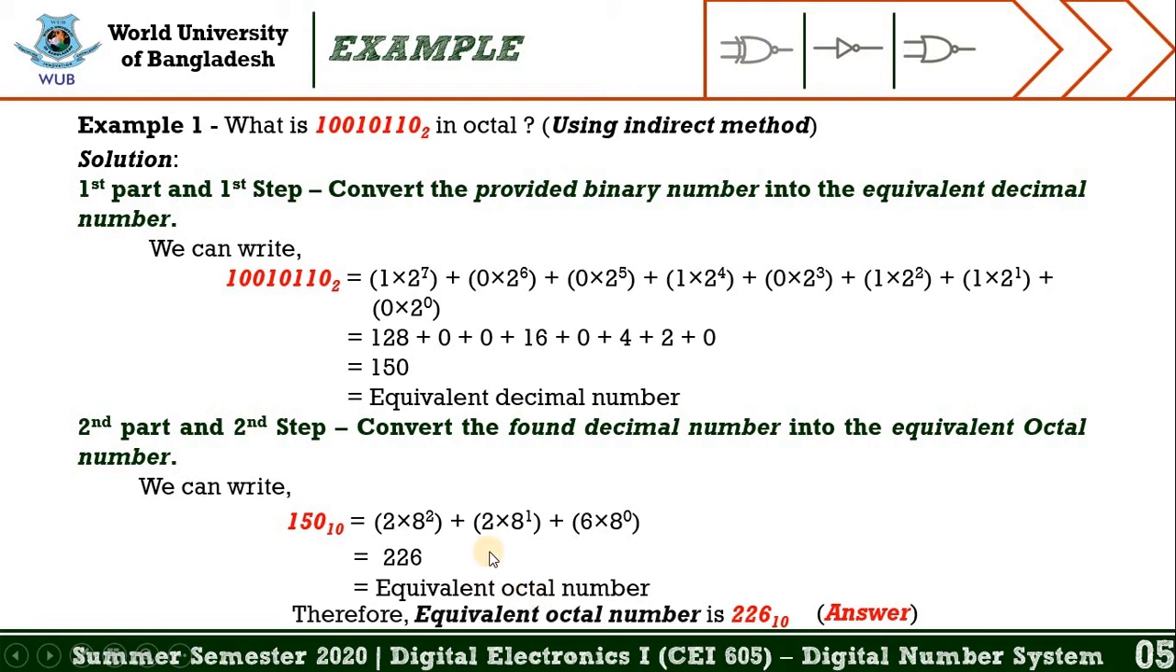We write only the left number of each parenthesis, like 2 into 8 to the power 2. Here we choose just 2, not 8 to the power 2. That's why from the first parenthesis we get only 2. From the second parenthesis we also get 2, and from the third parenthesis we get 6, which gives 226, the desired octal number of the given binary number. So that's all for this example, and let's move into the next slide.